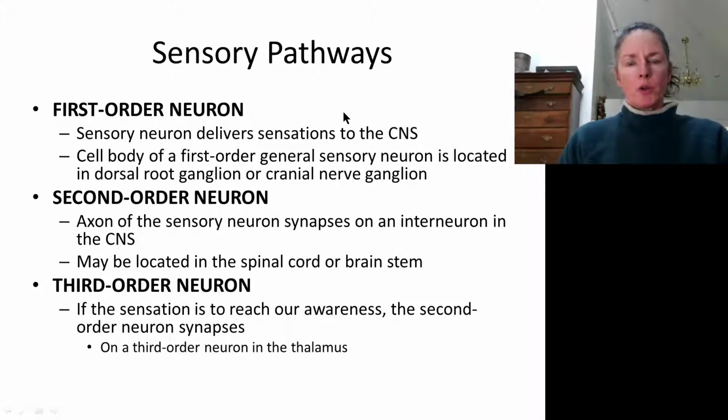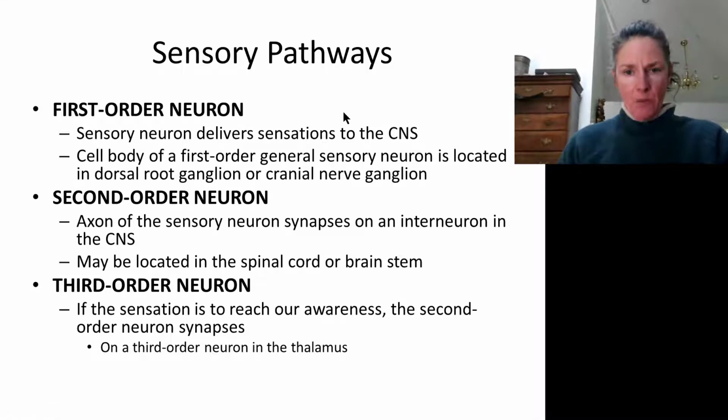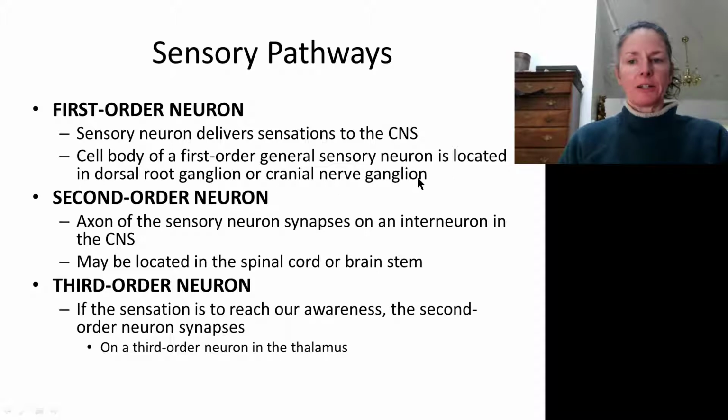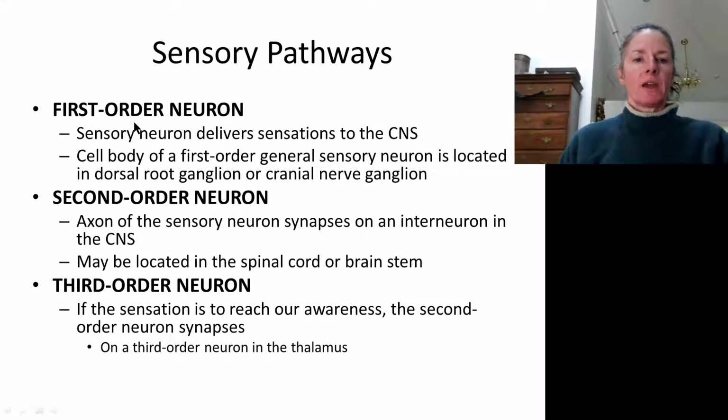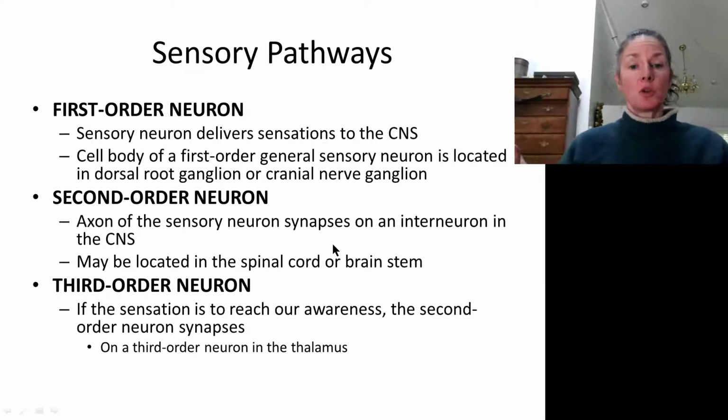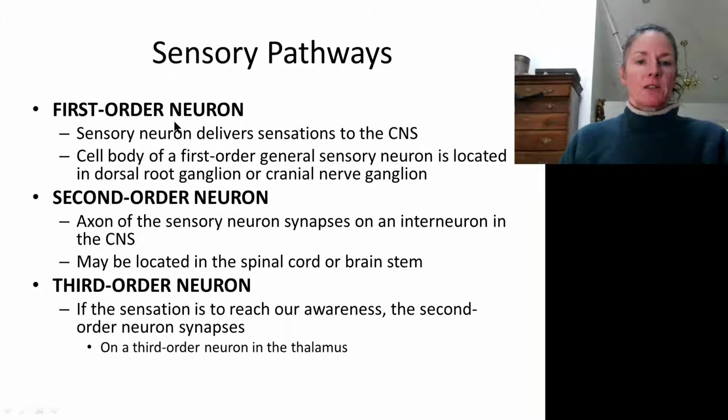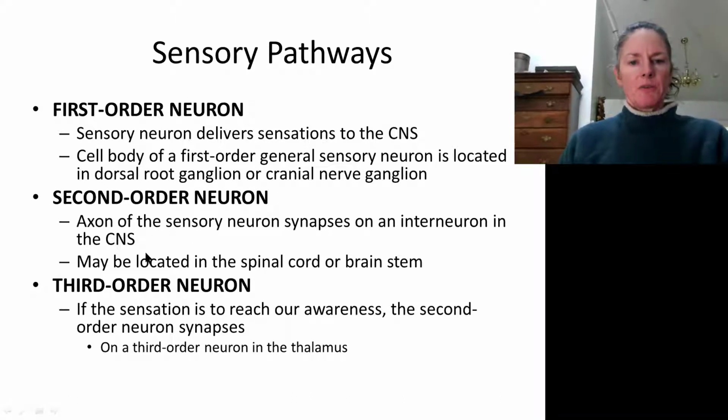These are our pseudo-unipolar neurons that will have their cell bodies either within a dorsal root ganglion or a cranial nerve ganglion. And this is going to be our peripheral afferent that's going to bring information into the central nervous system. The first-order neuron will then synapse on a second-order neuron that is somewhere within the central nervous system. It can be within the spinal cord or the brainstem, and it will then relay its information to higher brain areas.